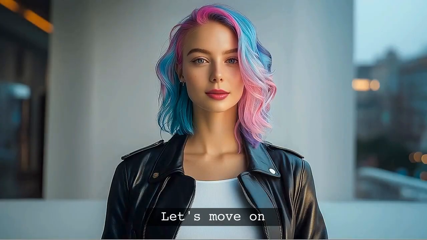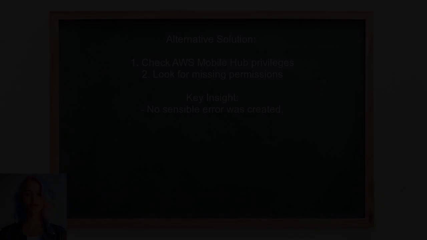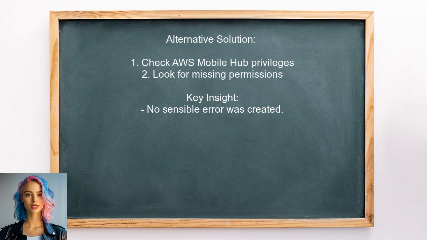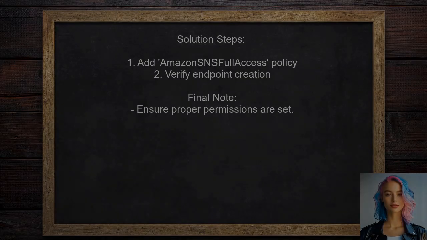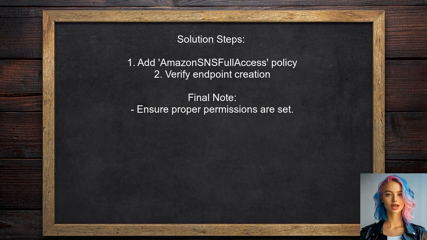Let's move on to another one. An alternative solution was provided by another user who identified the issue as missing privileges on AWS Mobile Hub. They noted that no clear error message was generated, which made troubleshooting difficult. To resolve the issue, they recommended adding the policy Amazon SNS Full Access. This adjustment allowed the endpoint to be created successfully.